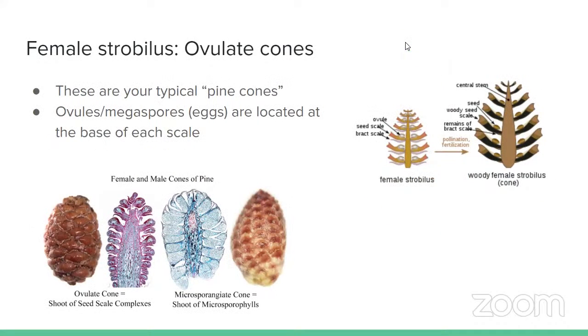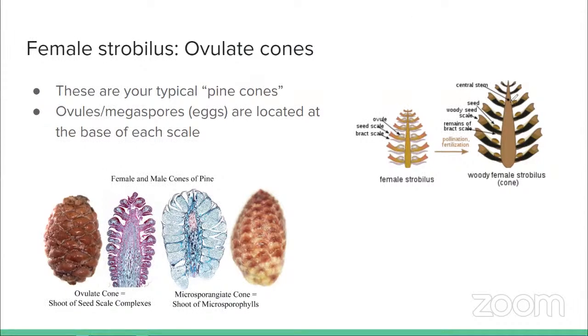Now, when we look at the female strobilus, we can also call these ovulate cones. So your typical pine cone that you see, that's the female structure, that hard woody structure. So when we look at a diagram of an ovulate cone, we're going to see that we have, again, scales. So they could be considered bracts. These are megasporophylls. And at the base of these scales, we have our ovules. So this is where we see the ovule in a pine cone.